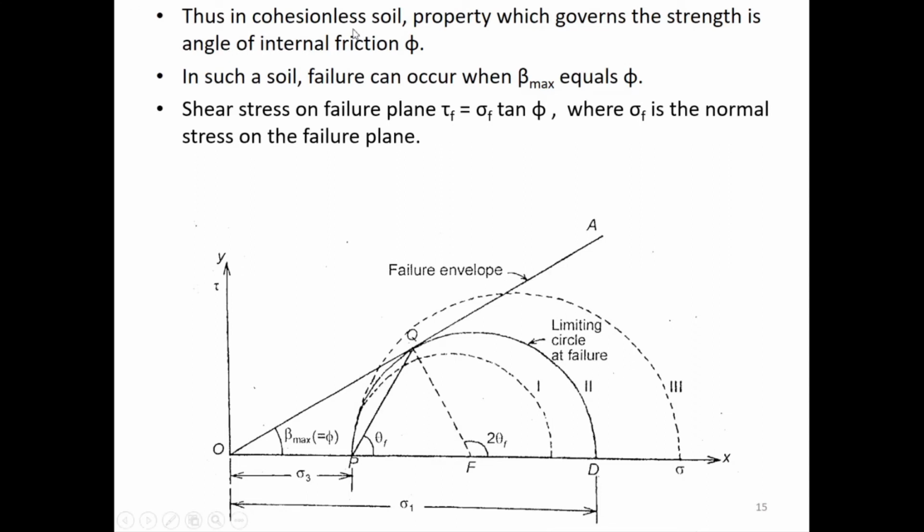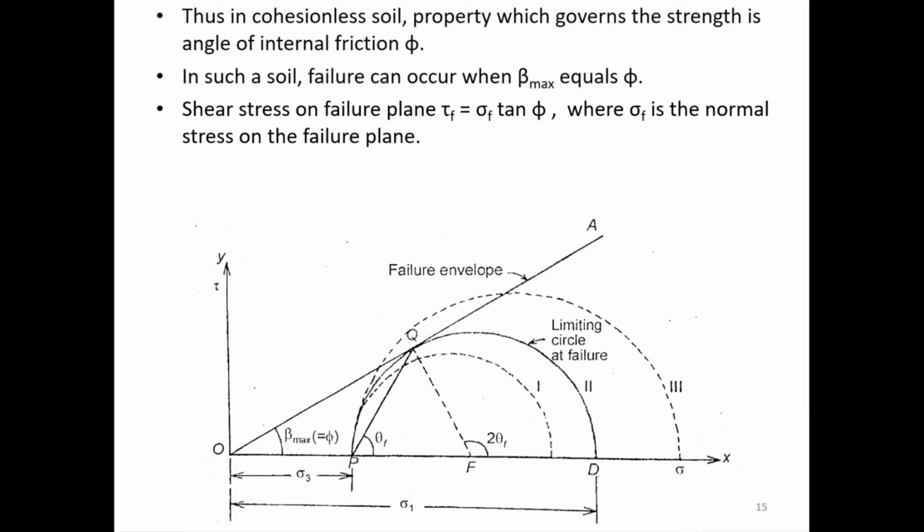So suppose you are imagining a cohesionless soil, which is sandy soil. They do not have any electrostatic forces acting between them. There is no cohesion. So where do they get their strength from? You get your strength from phi. That is the friction between the particles.